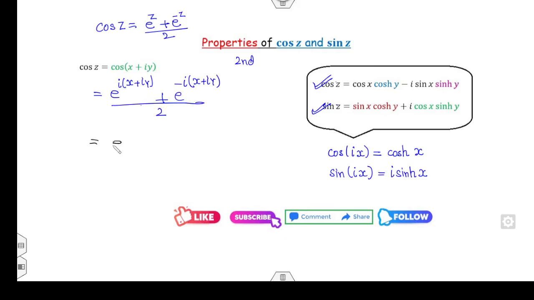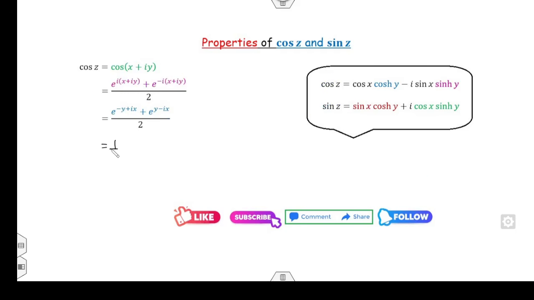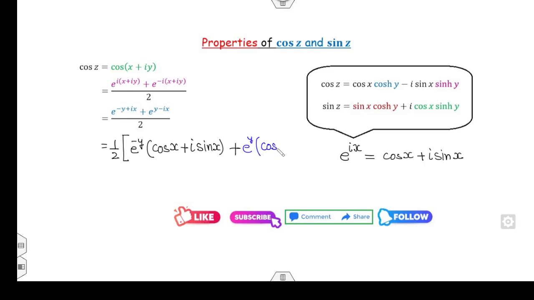I can open the bracket. It is e raised to power iota x, e raised to power minus y, plus, similarly, e raised to power y, e raised to power minus iota x, divided by 2. Fine. Now you can see I can take half outside. I can separate them: e raised to power minus y, then e raised to power iota x. What is e raised to power iota x? Cos x plus iota sin x. I can substitute cos x plus iota sin x. Plus for the second part, e raised to power y and e raised to power minus iota x, cos x minus iota sin x.